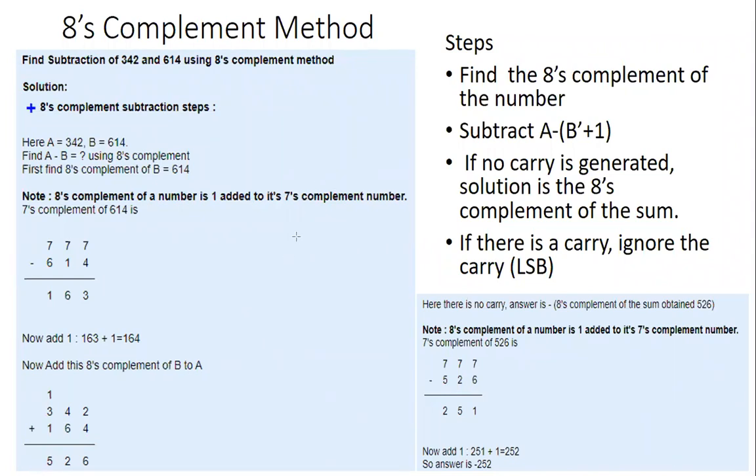So this is the 8's complement when A is less than B. You can see A is a smaller number, B is a bigger number. Now what happens when A is greater than B? If there is a carry, ignore the carry. This is what we are going to see follow in 8's complement.